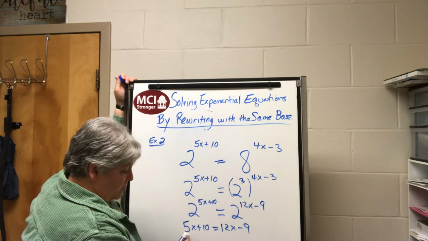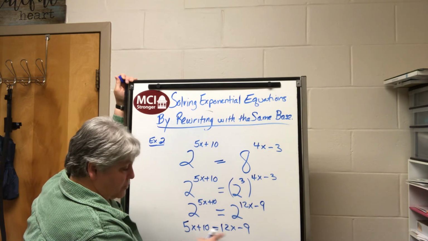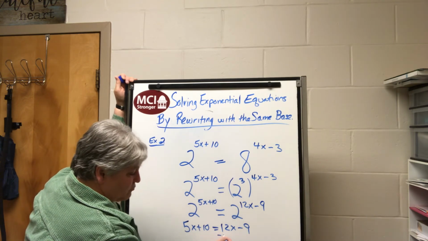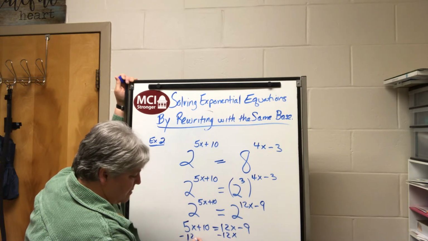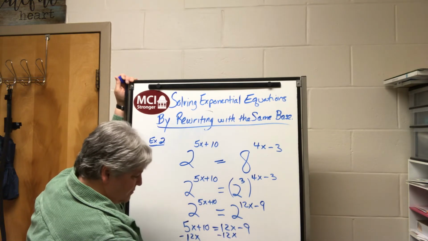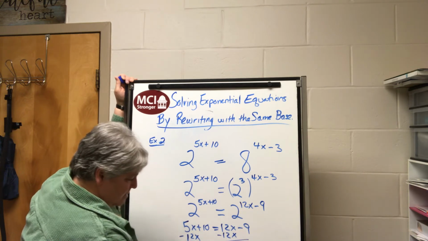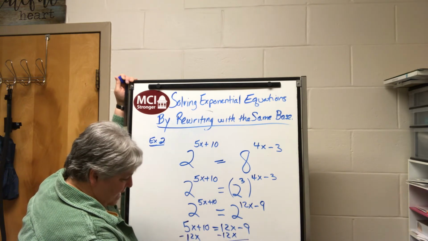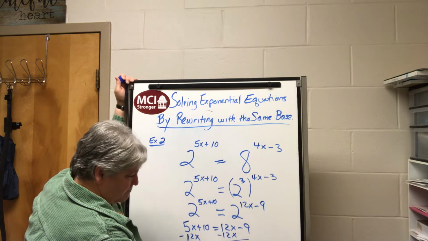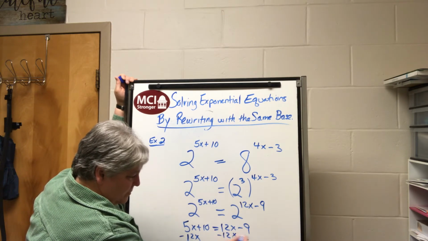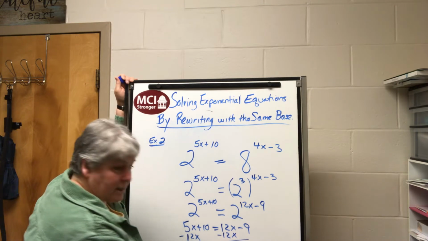I get my x terms on the same side, I get my number terms on the same side. It doesn't really matter which sides you settle on. I usually would have brought it over to the side that didn't make one of them negative, but I have a negative 7x plus 10 equals, and then I have the negative 9 remaining.